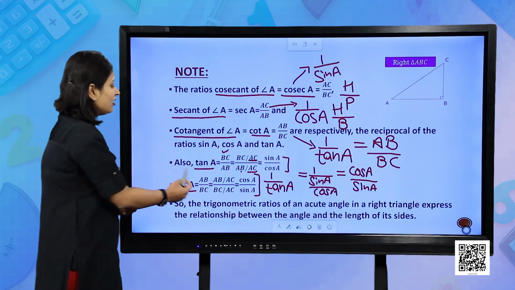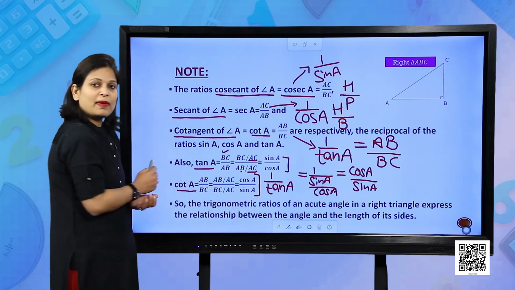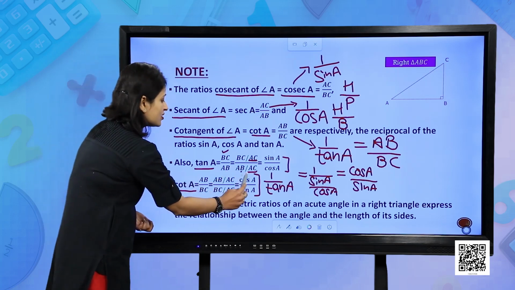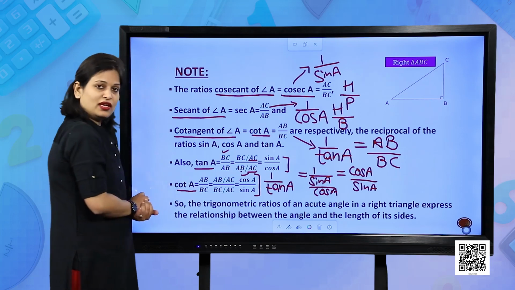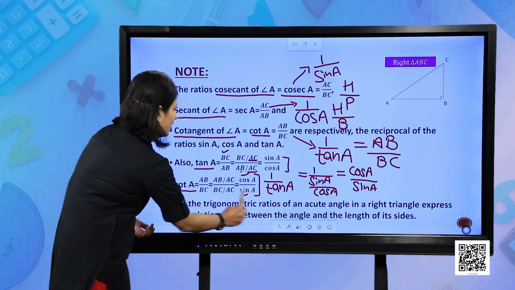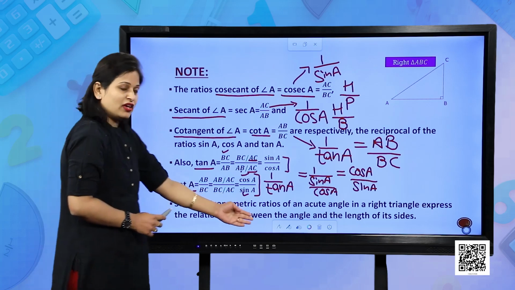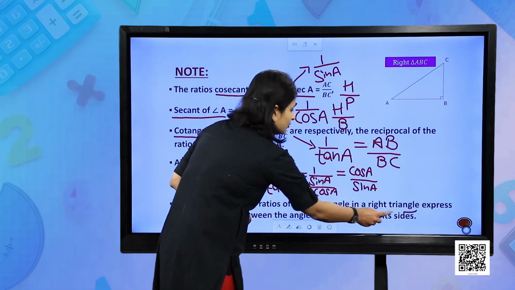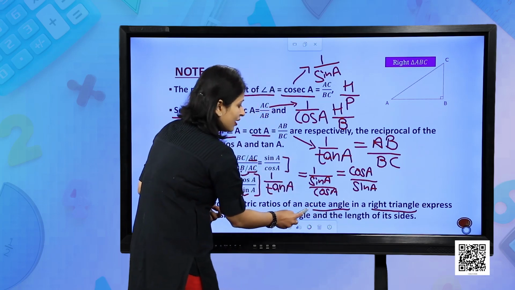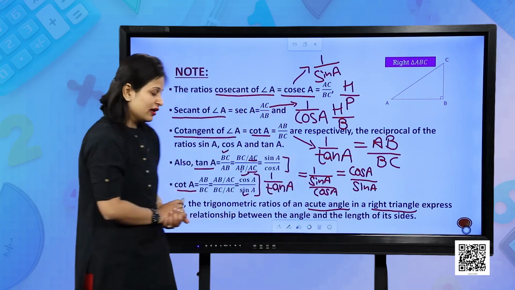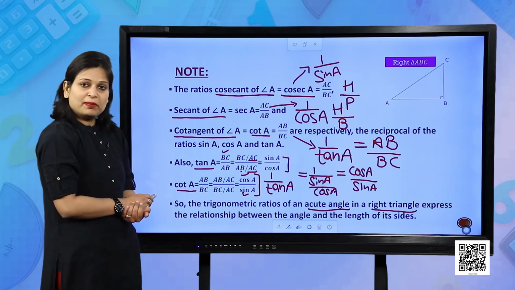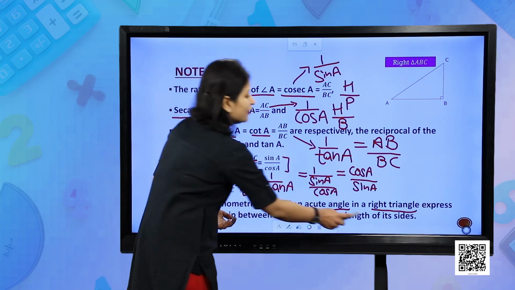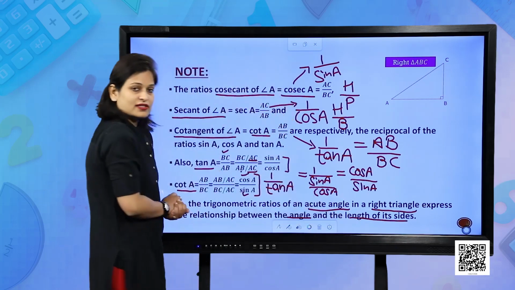Or you can simply divide the numerator and denominator by AC. You will get AB upon AC, that is cos A, and BC upon AC, which is sin A. So the trigonometric ratios of an acute angle in a right triangle express the relationship between the angles and the lengths of its sides.